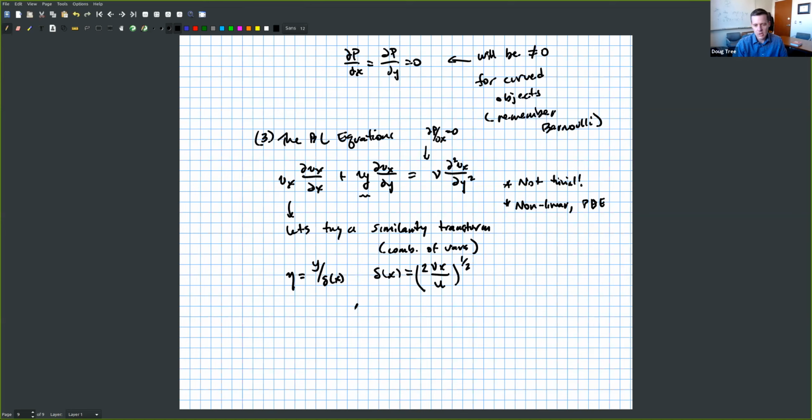This looks a lot like the similarity transform we did before. And remember, we had something that looked a lot like this, that had something to the 1/2, right? So what we're going to do then is take this and substitute it into our equation up here and rearrange and find a new equation to solve based on what we've plugged in here. And hopefully we'll get rid of this X and Y problem, right? And end up with just some ODE that's a function of eta instead of a PDE that's a function of X and Y, right? That's the point of combination of variables.